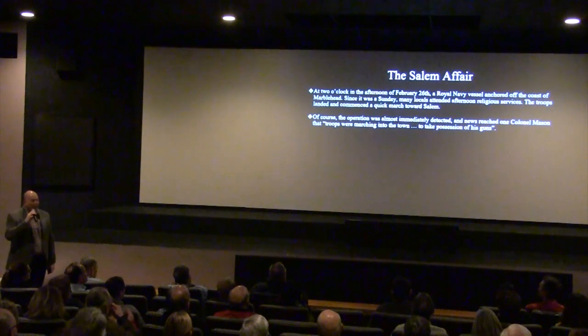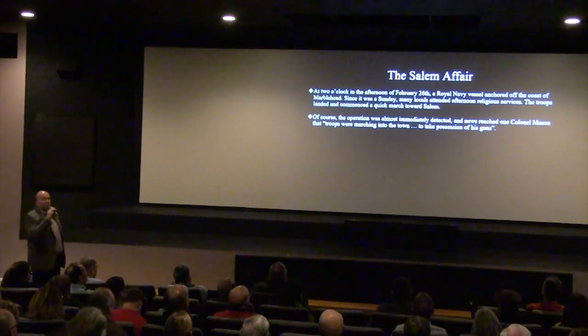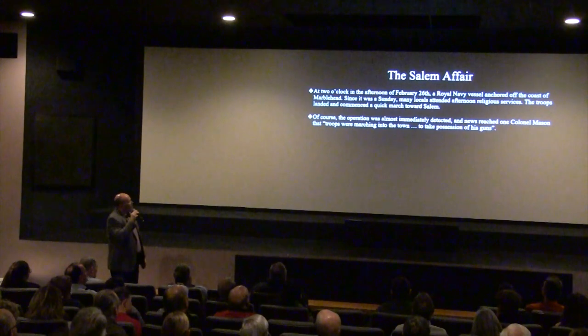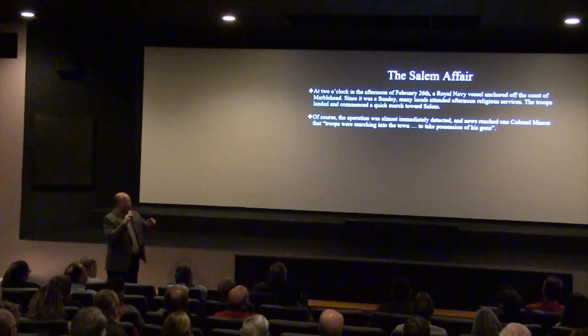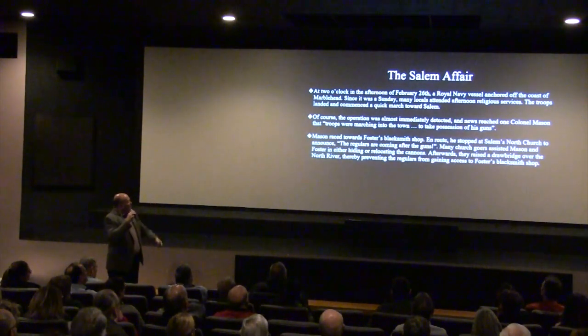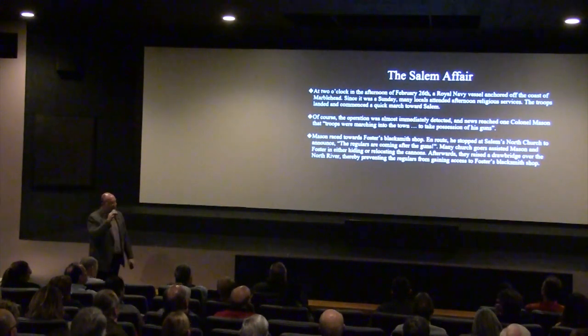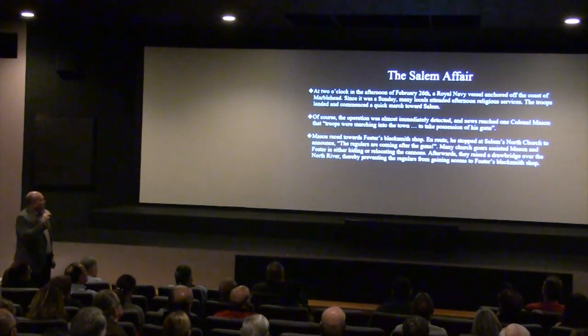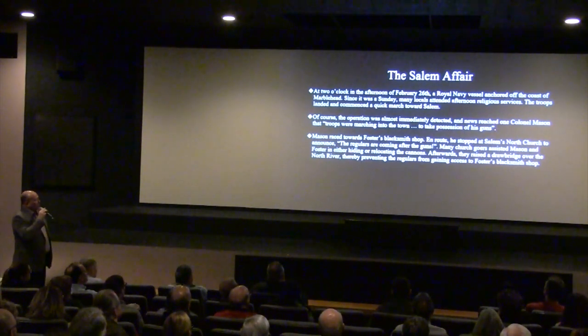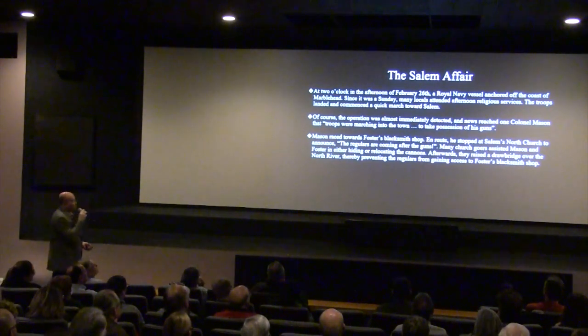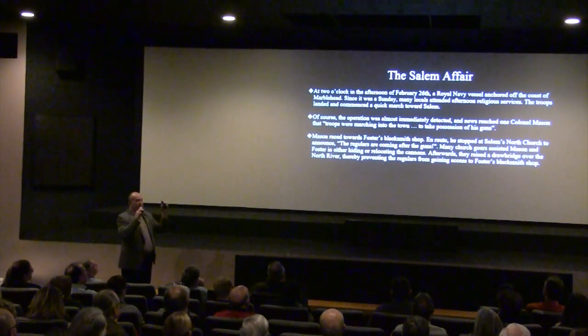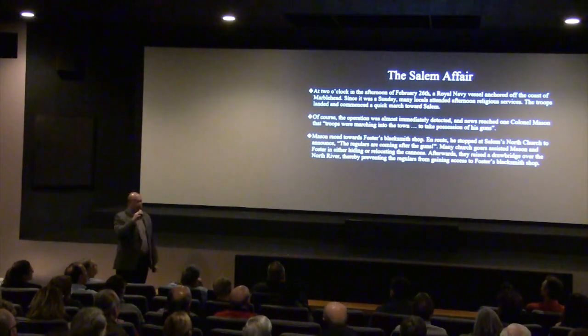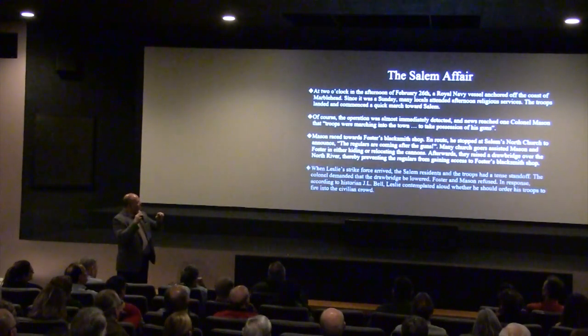Of course, they were right away detected, and news reached Colonel Mason that troops were marching into the town to take possession of his guns. Mason then raced towards Foster's blacksmith shop. He stopped first at Salem's North Church and announced the regulars are coming after the guns. Many churchgoers assisted Mason and Foster in either hiding or relocating the weapons. Afterwards, they raised the drawbridge that was between the mainland and the location where these guns were originally stored, thereby preventing the regulars from gaining access to the blacksmith shop.